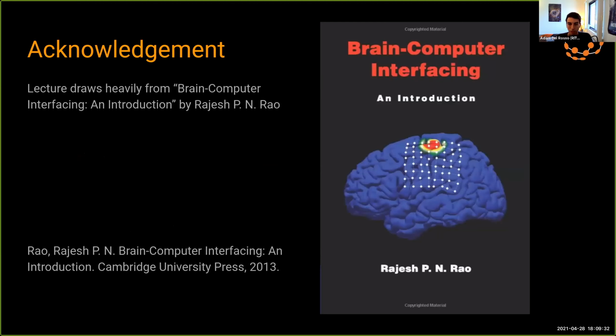And an acknowledgement here: a lot of this information, a lot of the charts and diagrams you're going to see here are from this book, Brain Computer Interfacing: An Introduction by Rajesh Rao. This is a great book I would recommend to anyone starting off undergrad level or early graduate level. This book goes through all of the subject areas that are involved in creating BCIs, so it's a great place to start.